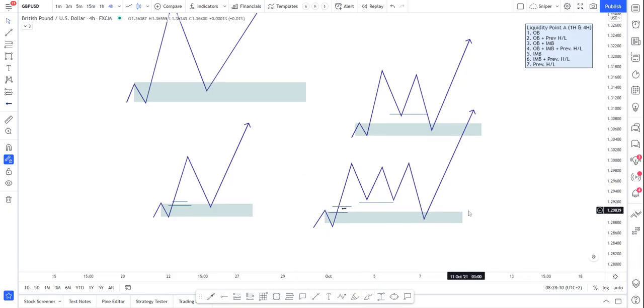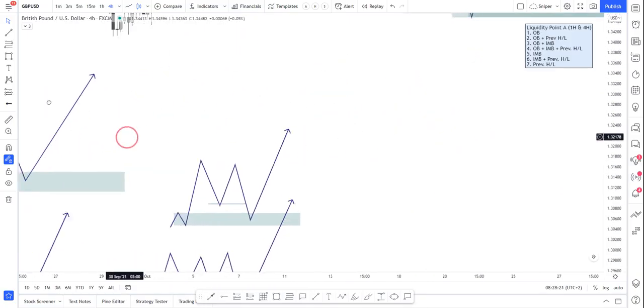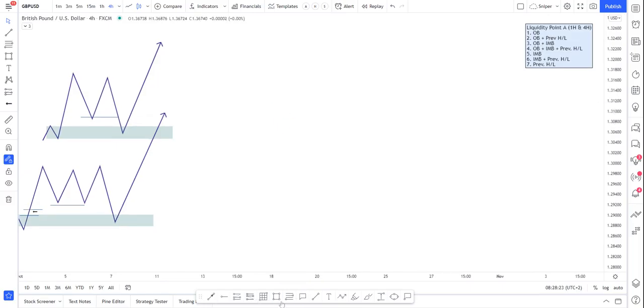So remember, this video is not about entries, this is just liquidity profiles that we look at. So basically the liquidity.